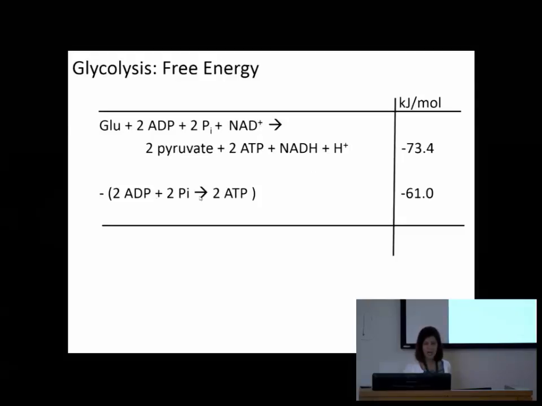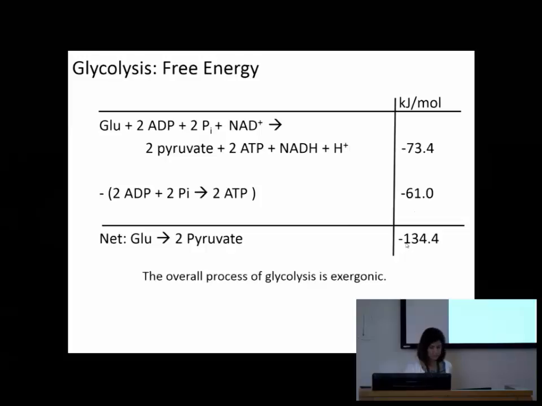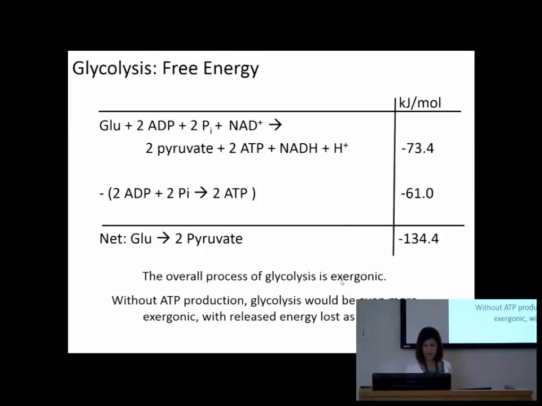If we turn in our ATPs that we make, we get 30.5 times 2. So overall, glycolysis makes negative 134.4 kilojoules per mole. Very, very energetic. Exergonic. Without making ATP, it would be much more exergonic, but it would be lost as heat.